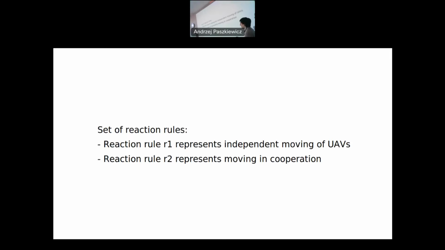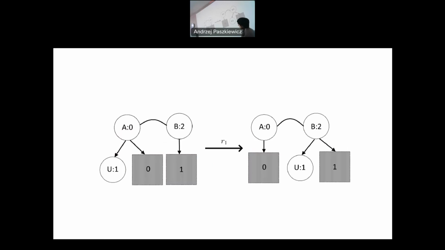Set of actions. Based on the verbal definition, we can distinguish two reaction rules. The first one, R1 let's say, but it can be named in any way. The reaction rule R1 represents moving each UAV independently. The R2 reaction rule is meant to represent moving them in a cooperative manner. Okay, this is a graphical representation of the first reaction rule.